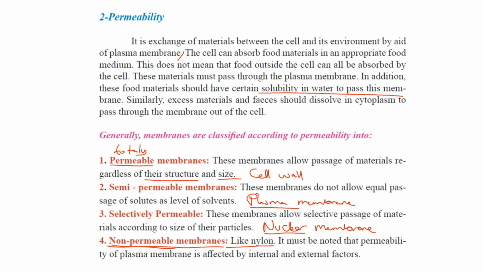It must be noted that permeability of the plasma membrane is affected by internal and external factors like temperature, pH, solubility, or charged materials. They all affect the passage of material, or permeability, of the plasma membrane.